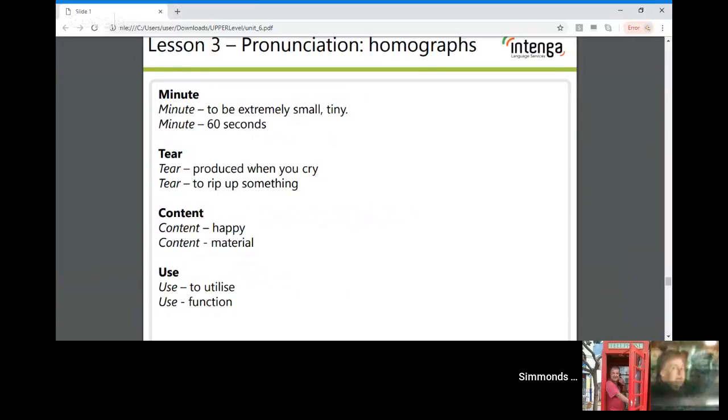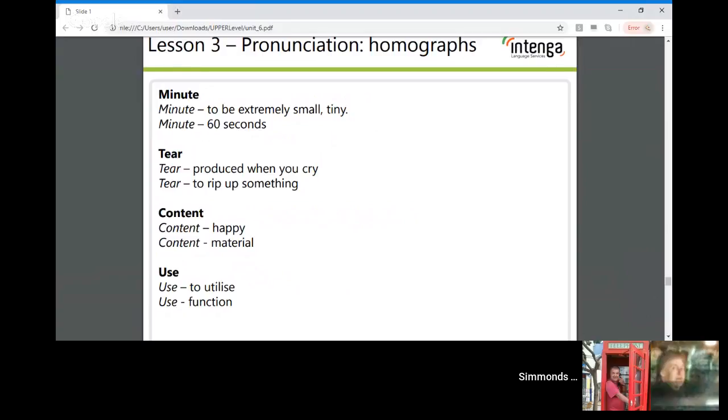Like an insect. An insect is extremely small, tiny. I heard somewhere these words, minute, like small animals, insects. Yes, that's absolutely correct. Very good. And then minute, everybody knows minute. There are 60 minutes in an hour, etc. So that one's pretty simple.